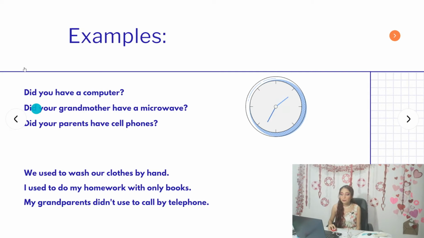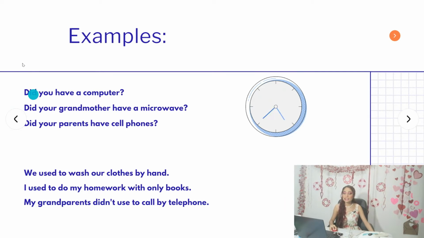Like I was telling you, did you have a computer? Remember that in this unit we were talking about past actions, activities from the past, and the technology that people didn't used to have, so they used to do their activities in a different way with much more work. Okay, so it says, did you have a computer? It starts with did, then you have the subject, have, and the rest of the question that is what I was telling you.